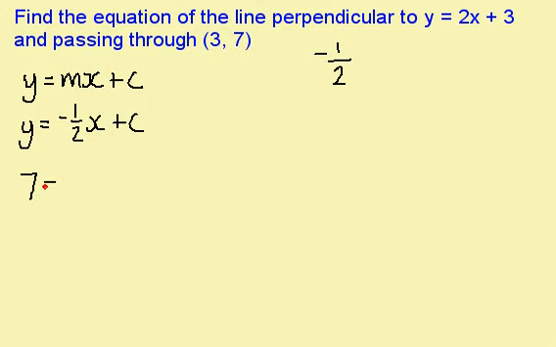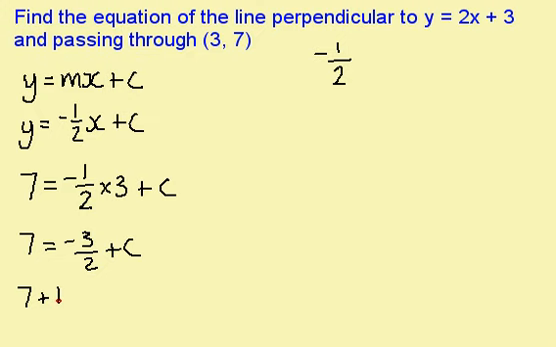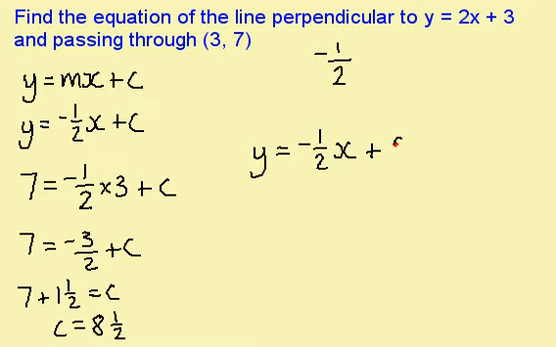Y is 7. X is 3. This gives me minus 3 over 2 plus c. I'm now going to rearrange this to find c. Minus 3 over 2 is minus 1/2. So if I move this to the other side, I get 7 plus 1/2 equals c. So c equals 8/2. I can now write out the equation of my line. It is y equals minus 1/2 x plus c, which was 8/2.